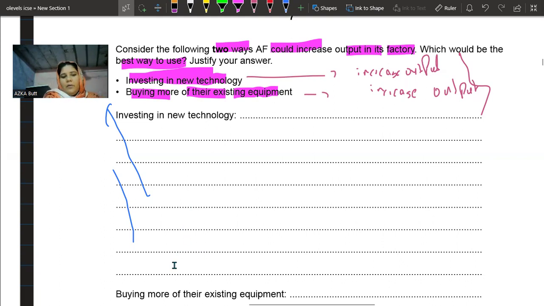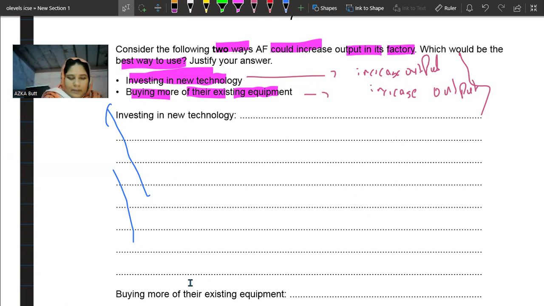And if we are going to buy more existing equipment, what would be the benefits and the cons for it? For example, if we buy more existing equipment, what would happen? First of all, because we are using the existing equipment, we can maintain the traditional taste of our food, and therefore we are maintaining the sales of the meal too.